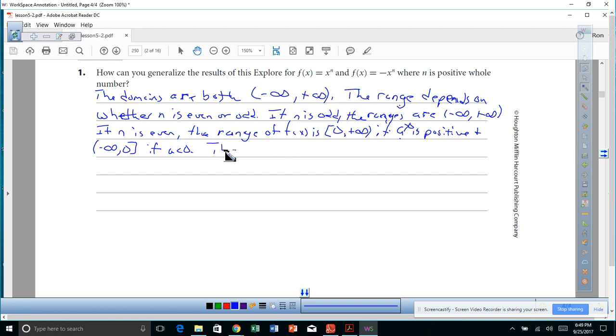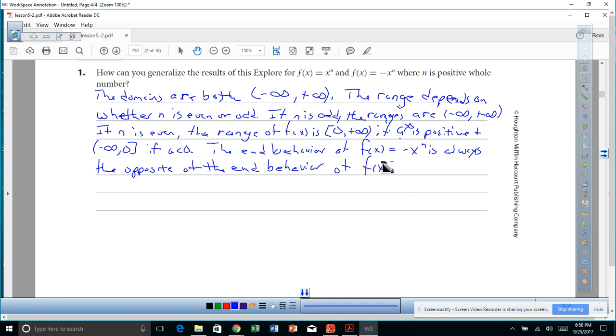The end behavior of f of x equals negative x to the n is always the opposite of the end behavior of f of x equals x to the n. Okay.